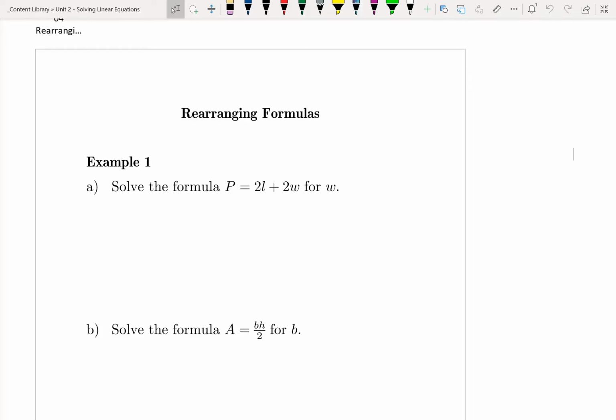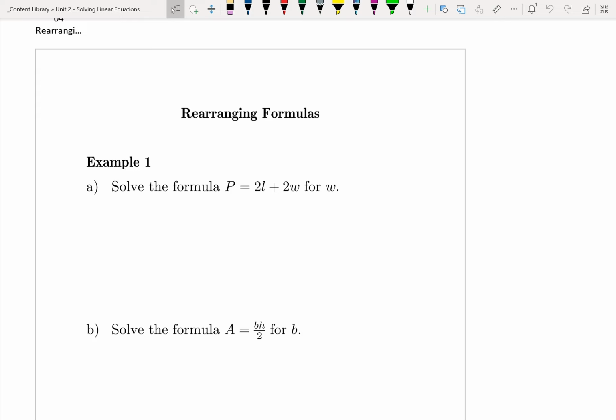In today's note, we're going to look at rearranging formulas. This is the same idea as solving an equation, however, we're rearranging it without plugging any numbers in. We're still going to use the same ideas of balancing and opposite operations and isolating for a certain variable, except we're just going to be doing it without numbers at first.